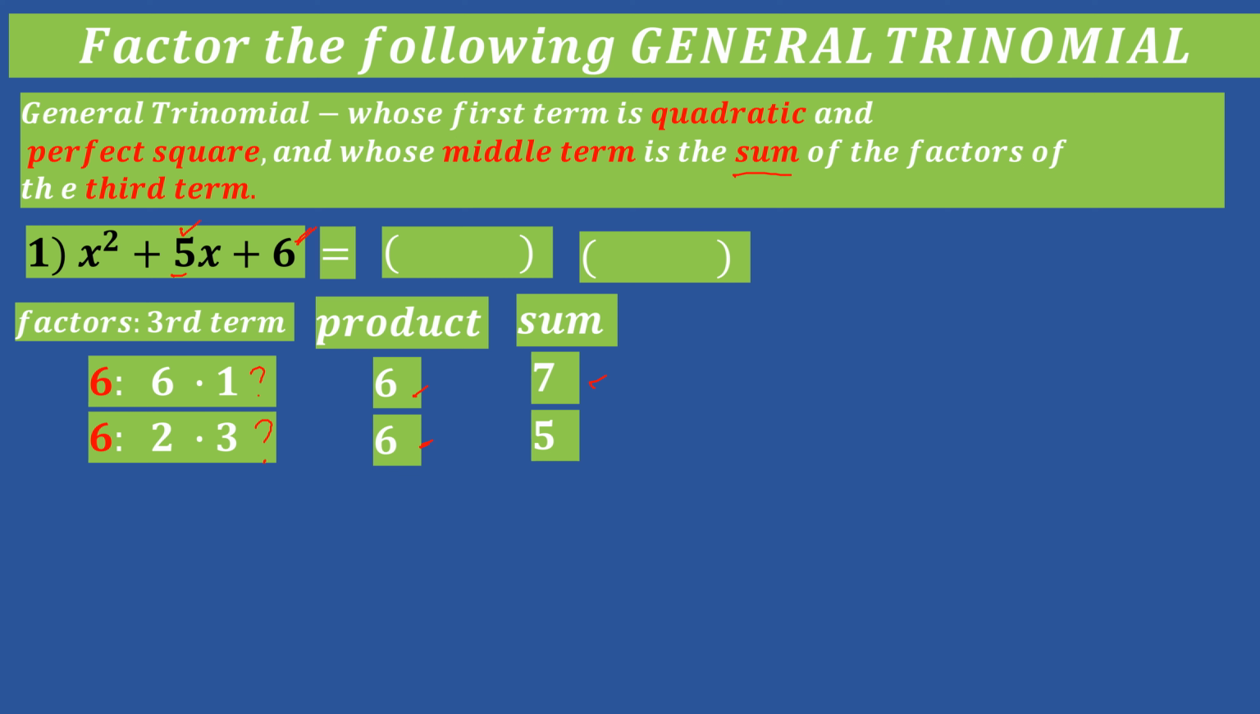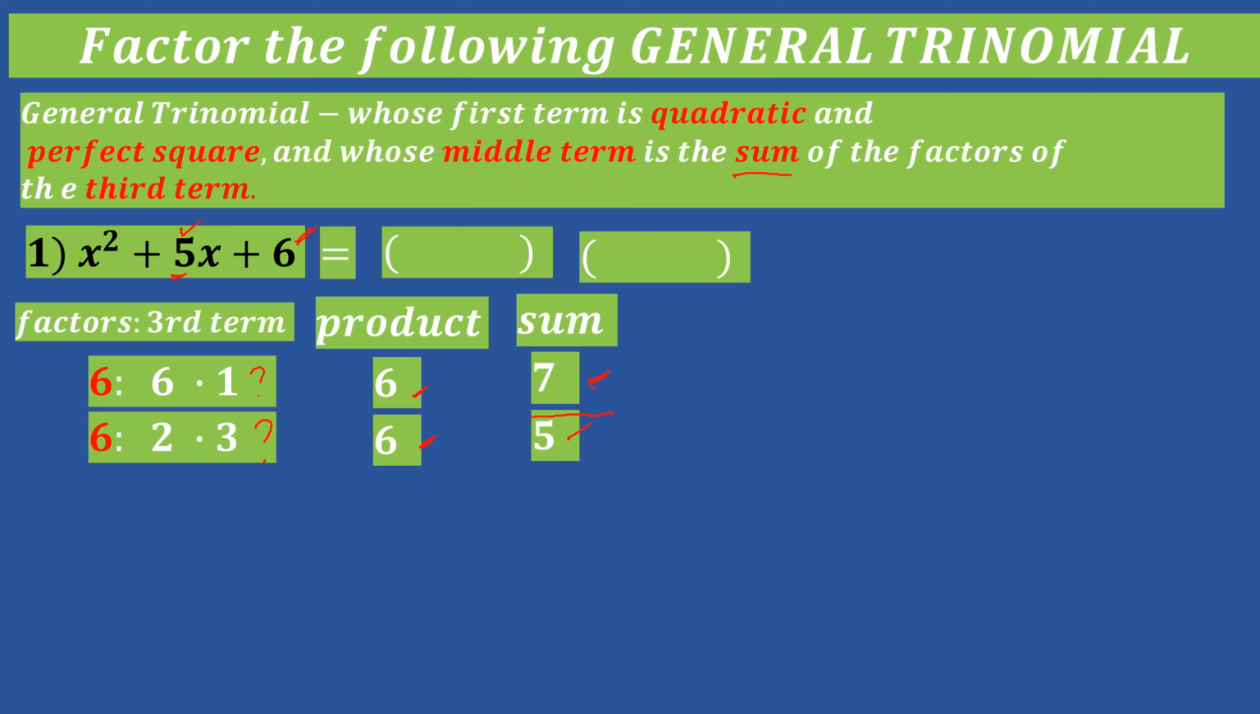Again, 6 times 1 gives us 6, and 6 plus 1 gives us 7. 2 times 3 gives us 6, and its sum, 2 plus 3, gives us 5. Then you compare: 5 is 5, the numerical coefficient of our middle term in the given. So it's a yes. Therefore, among the two sets, 6 times 1 or 2 times 3, which are the correct factors?